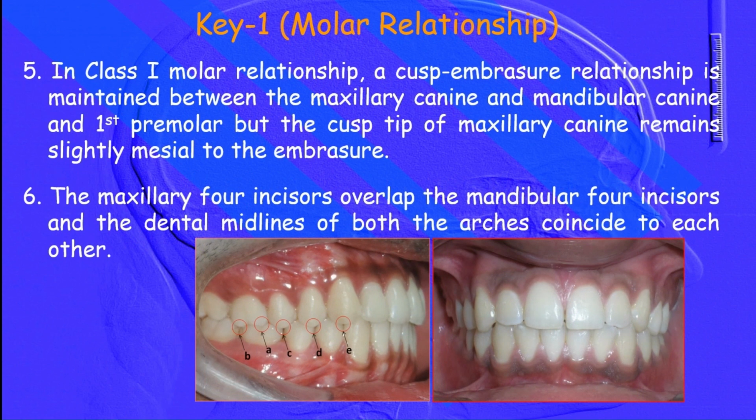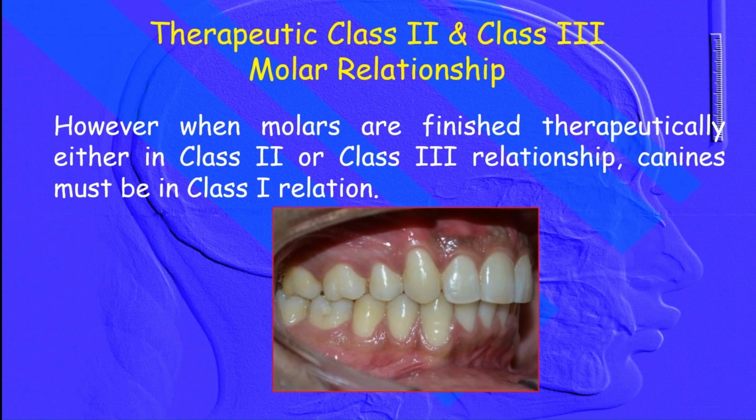Look at these 2 pictures below. In the class 1 molar relationship, a cusp embrasure relationship is maintained between the maxillary canine and mandibular canine and first premolar, but the cusp tip of the maxillary canine remains slightly mesial to the embrasure. Also, the maxillary 4 incisors overlap the mandibular 4 incisors, and the dental midlines of both arches coincide with each other.